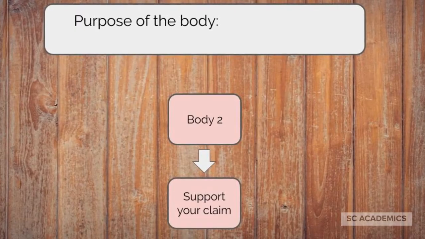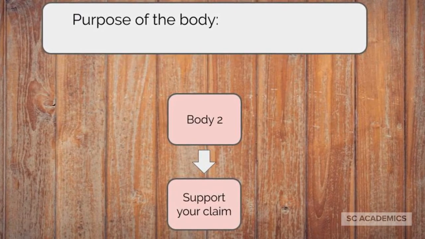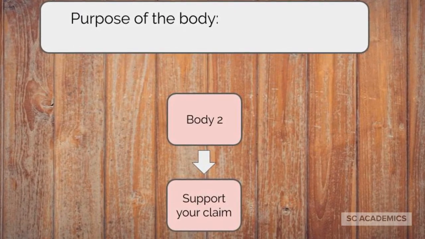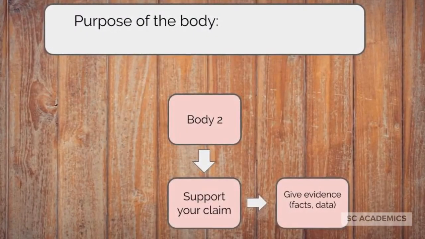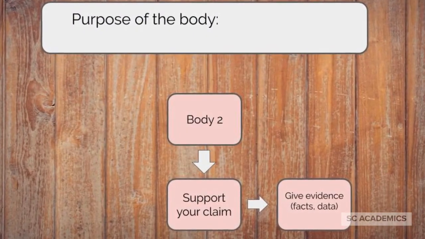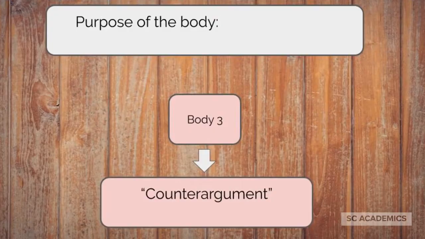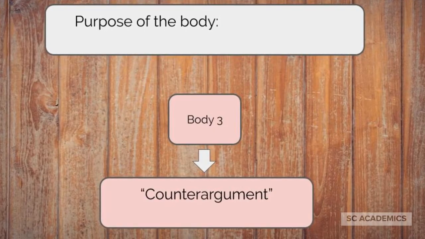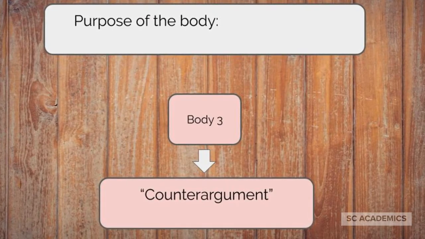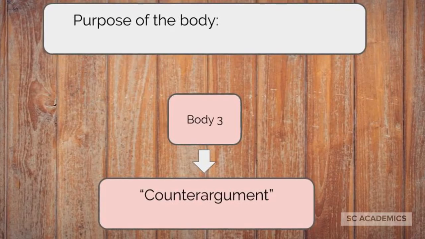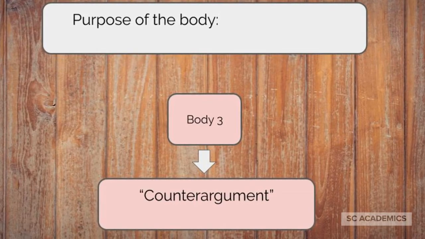Now, luckily for us, because it's easy to remember, body paragraph 2 is going to be used to do the same thing, to support our claim. And again, you support it by giving evidence like facts and data. Body paragraph 3 is where things get kind of tricky. Body paragraph 3, or body section 3, is going to be where we give our counter argument.